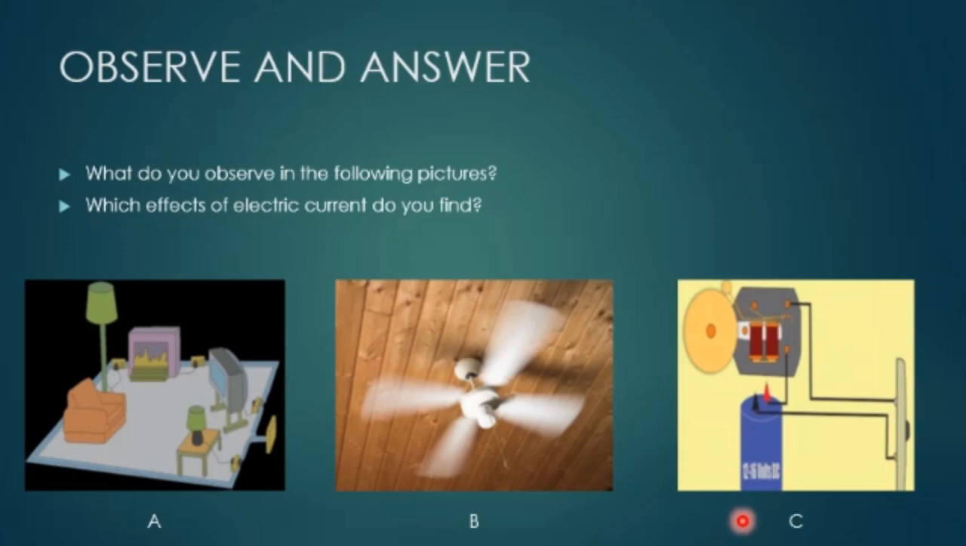Effects of electric current: if you see in the lamp, you will find the heating effect of electric current, the production of light through the electric current. In picture B, if you observe the electric fan, there is conversion of electrical energy into mechanical energy. Whenever you switch on the button, you will find that the blade of the fan starts rotating. So it means that the electrical energy gets converted into mechanical energy.